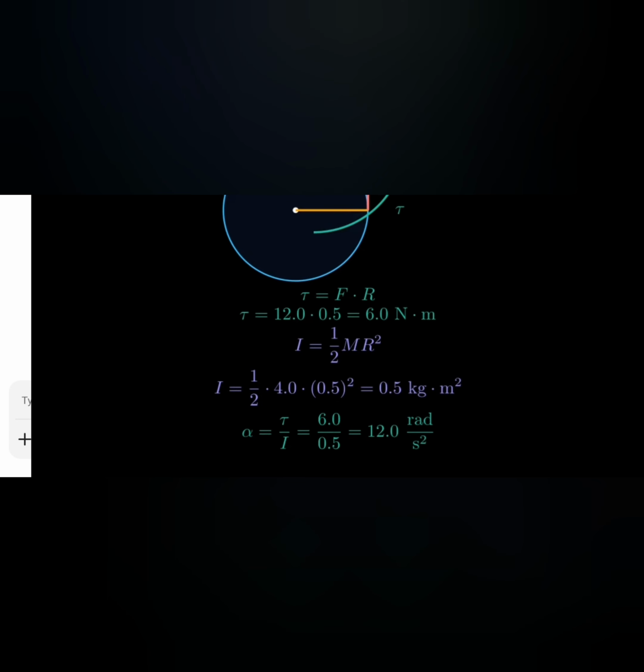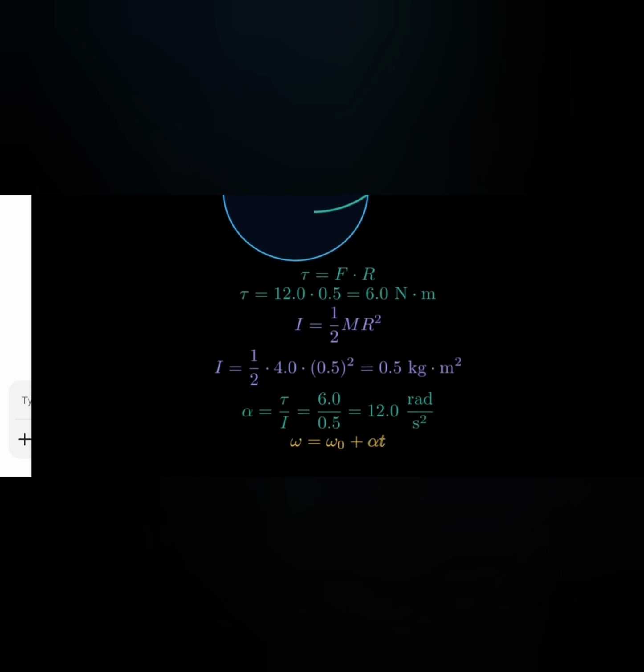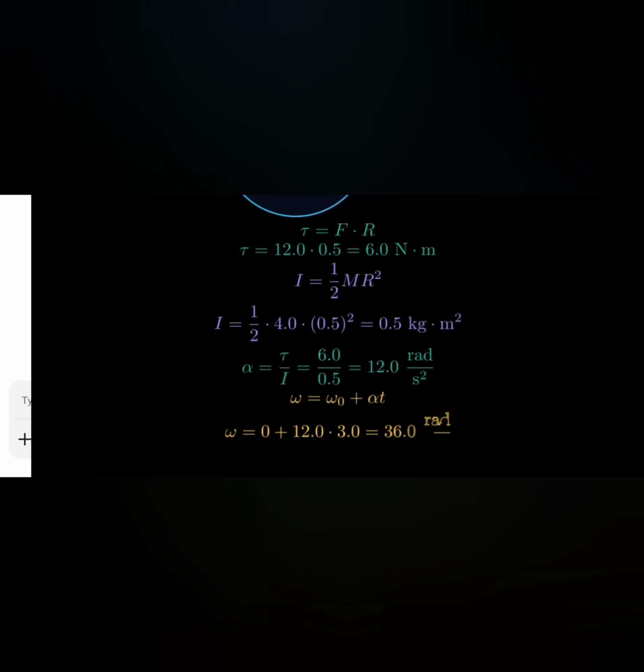Step 3. Find the angular velocity after 3 seconds. We start from rest, so initial omega is 0. Use the kinematic equation omega equals omega naught plus alpha times time. So omega equals 12 times 3. After 3 seconds, the disk spins at 36 radians per second.